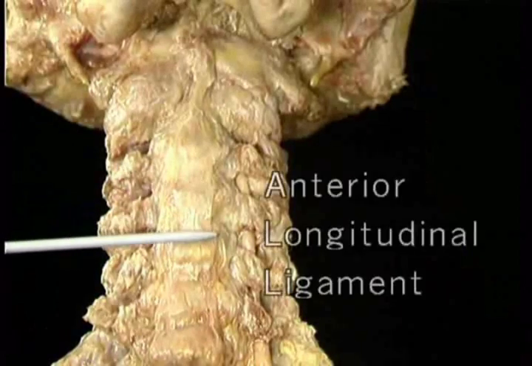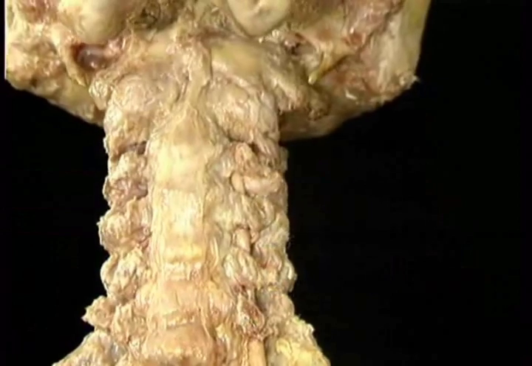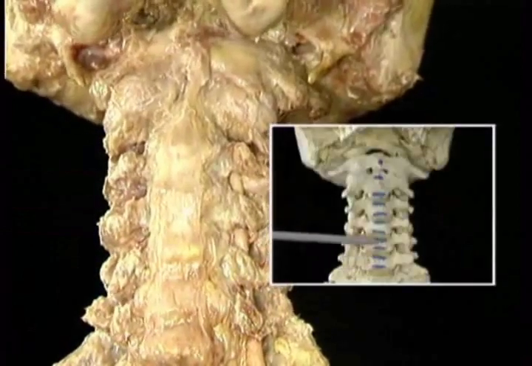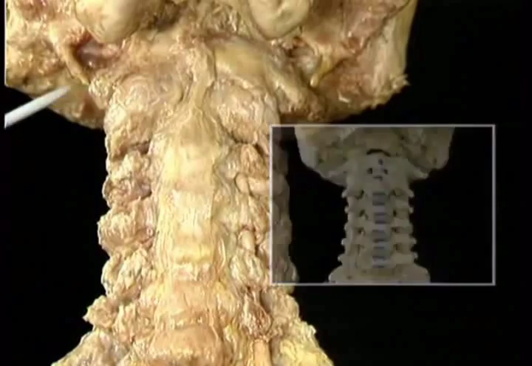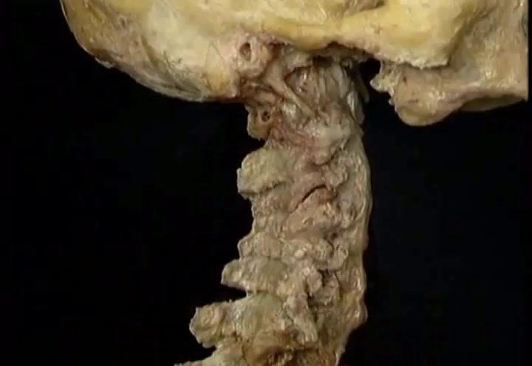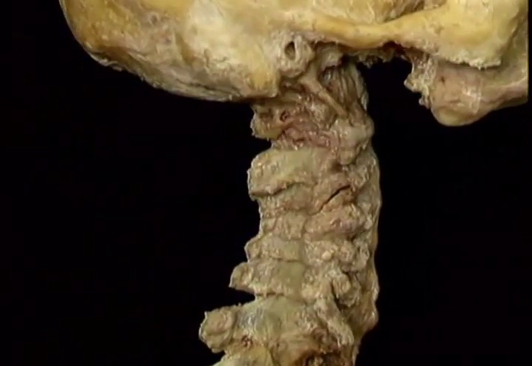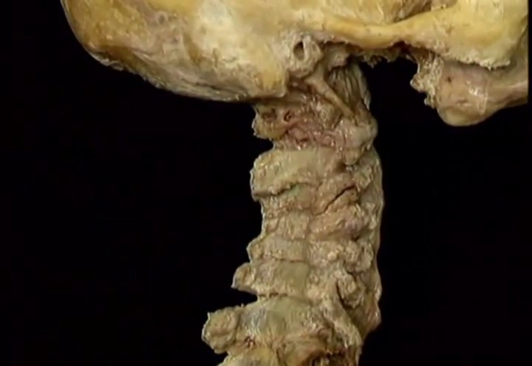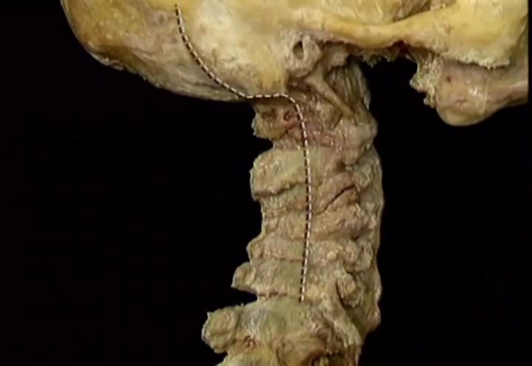This broad band is the anterior longitudinal ligament. It runs the whole length of the vertebral column, connecting the fronts of the vertebral bodies. It ends up here, at this tubercle on the arch of the atlas. The anterior longitudinal ligament is not as impressive in the neck as it is lower down. In the neck, the ligament that's impressive is the posterior longitudinal ligament, which runs down the backs of the vertebral bodies inside the vertebral canal. To see the posterior longitudinal ligament, we'll remove the arches of the vertebrae and also the back of the skull along this line.